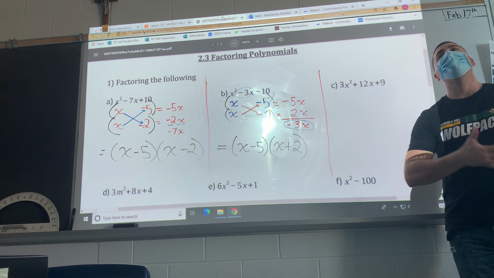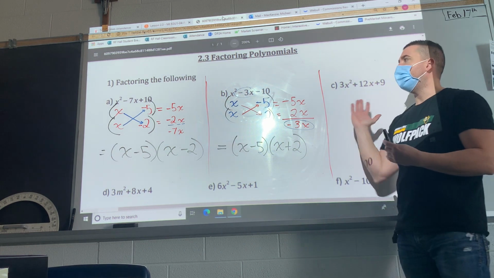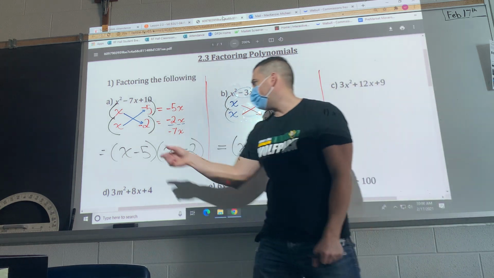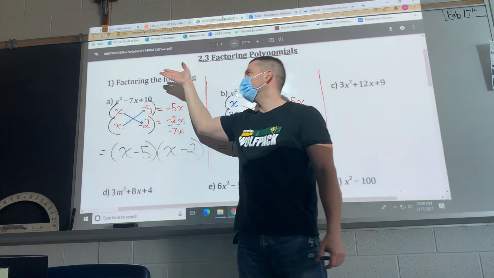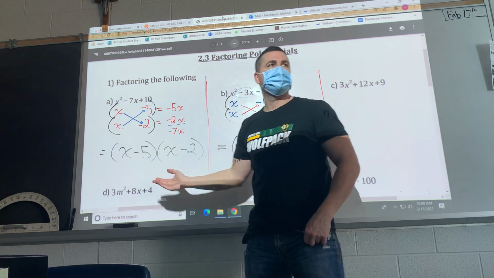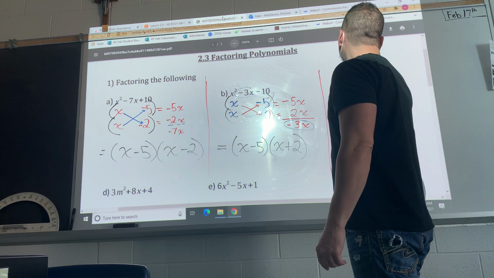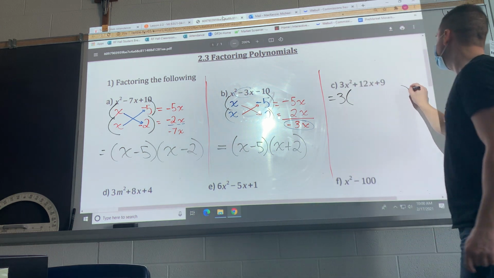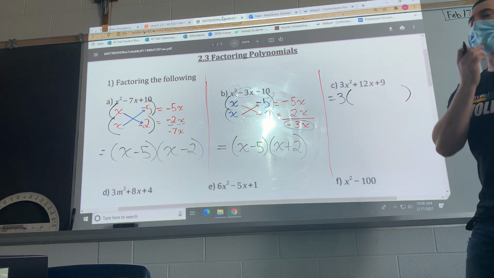By the way, when we're factoring, we are dividing, right? We're doing the opposite of expanding. So our last lesson was expand. Now we're just going backwards. So we're going from this back into brackets. Okay, so we're going to factor out a 3. What that means is we're going to divide each of them by 3.